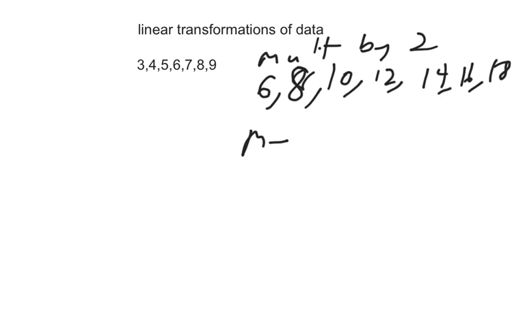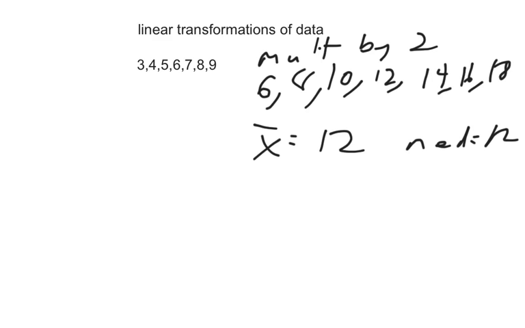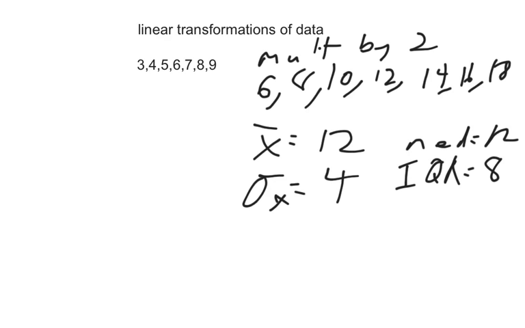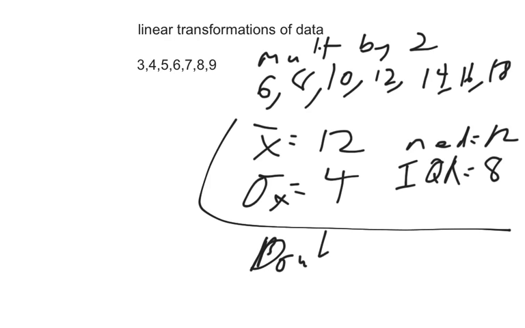Well, the mean is equal to 12. And the median is equal to 12. And when you check this out in your calculator, the standard deviation is 4. And the IQR is equal to 8. So all of these numbers doubled. The center and the spread all doubled.